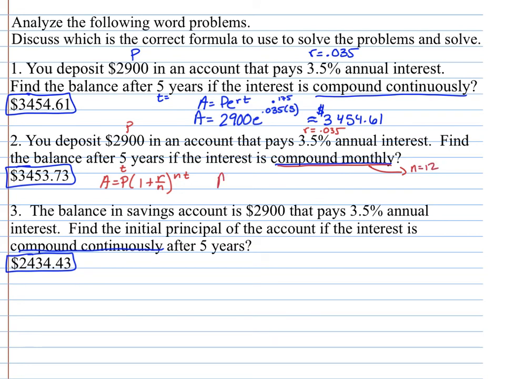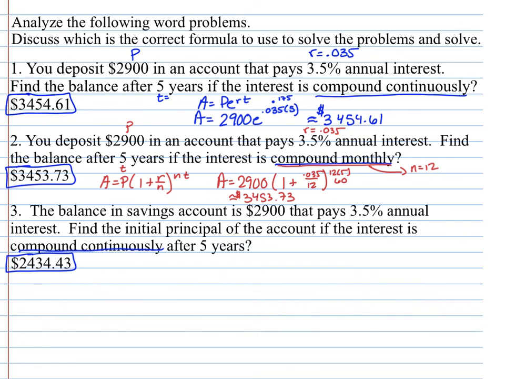So if we substitute that in there, we would have 2,900 times (1 plus 0.035 over 12) to the power of 12 times 5, which you know that is 60. I just put this in my graphing calculator, and it gives me the answer. And I get that it's approximately $3,453.73.